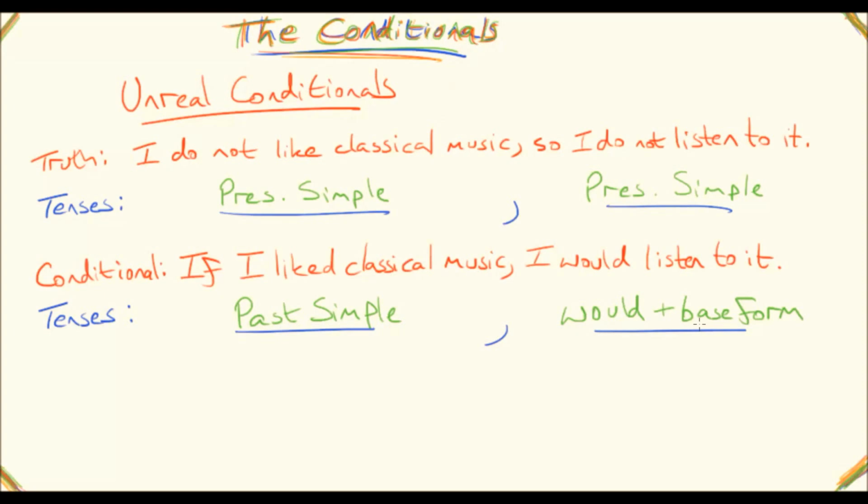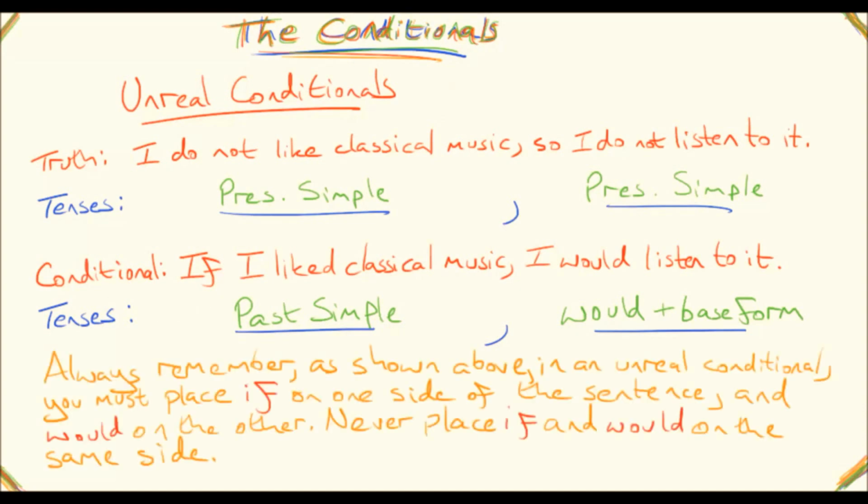We're going to examine that in just a moment, but at this point, I want to give you another thing to remember, and that's this. Always remember, as shown above, in an unreal conditional, you must place if on one side of the sentence and would on the other side. Never place if and would on the same side. This is in fact a mistake made by many native speakers, and we'll come to address the reasons behind that mistake a little bit later. But if on one side, would on the other.